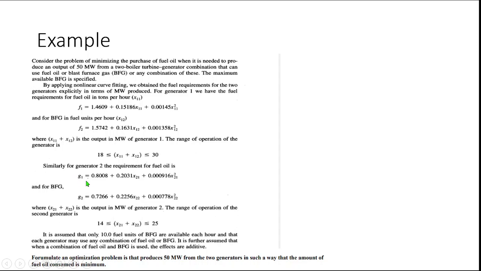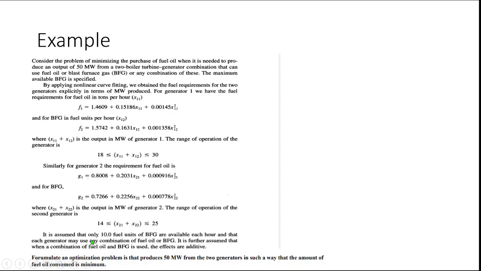So we get a G1. So this is for fuel oil. They say that the requirement for fuel oil is G1. So this is for fuel oil for generator 2. And then G2 is blast furnace gas for generator 2. We also have the output, and then we have the ranges they're going to work in.